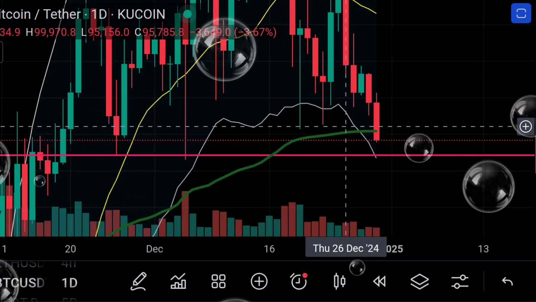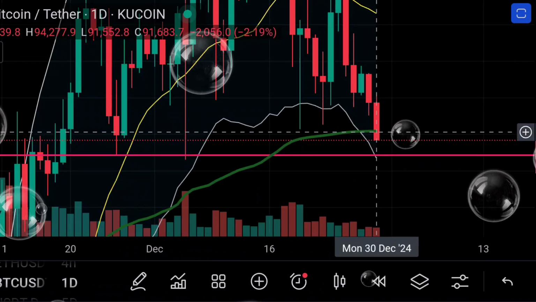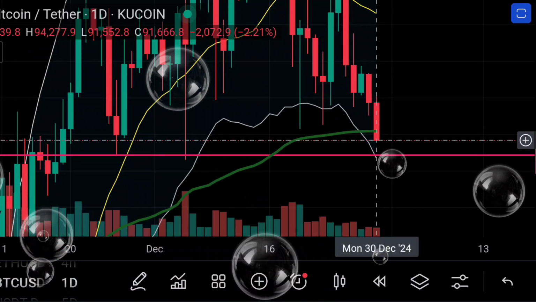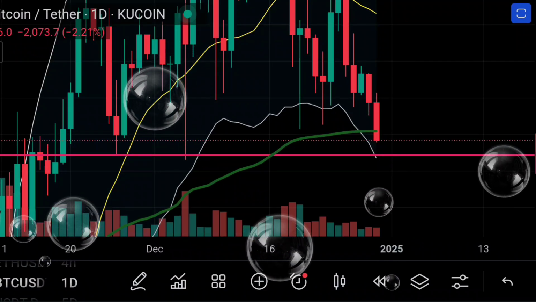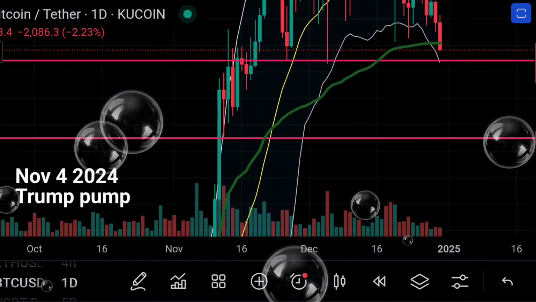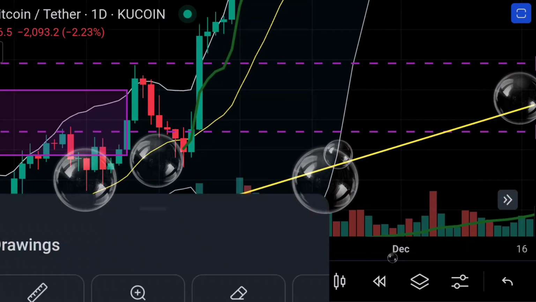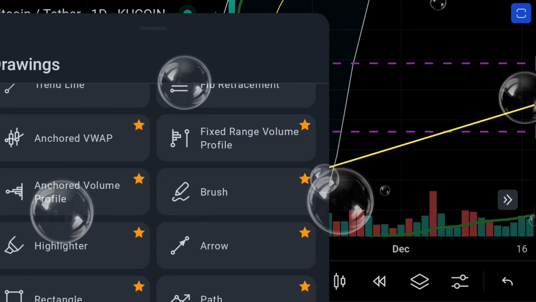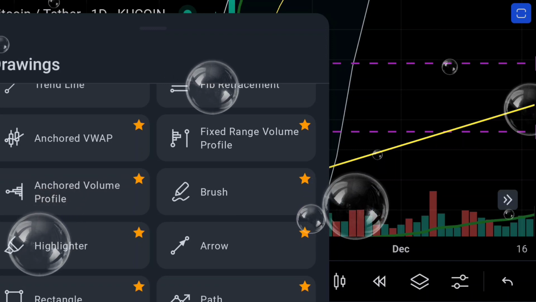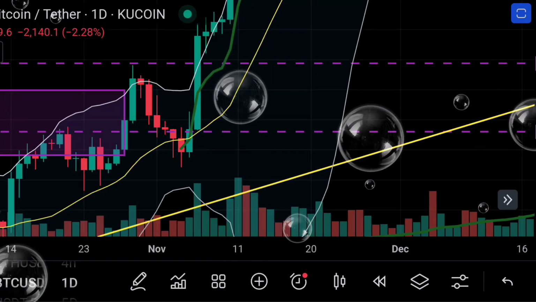If price bounces off of it, it touched it earlier this weekend and kind of bounced off of it. So it's just crazy how something that I could anchor way down here at the Trump pump. I'll get to that now. This is where I anchored the VWAP. So what you want to do is get your drawing tool, and you see I have my favorites. I have anchored VWAP on my favorites.